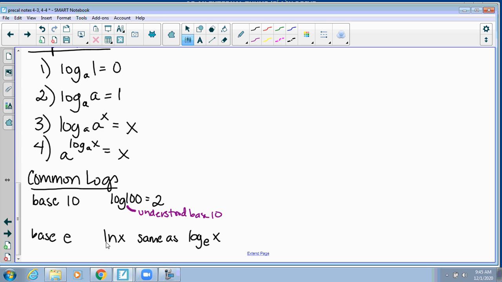Okay, so when you see it, don't think, oh, I don't know what this means. You do. It just means log base e. I'll do a couple examples that go through these properties before we go into expanding and condensing our logarithms, and then we'll see about a graph or two.